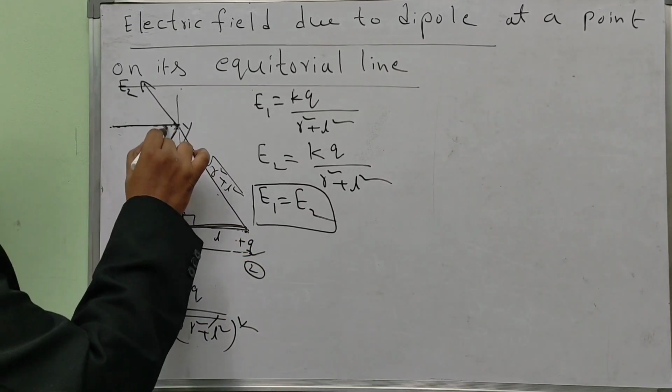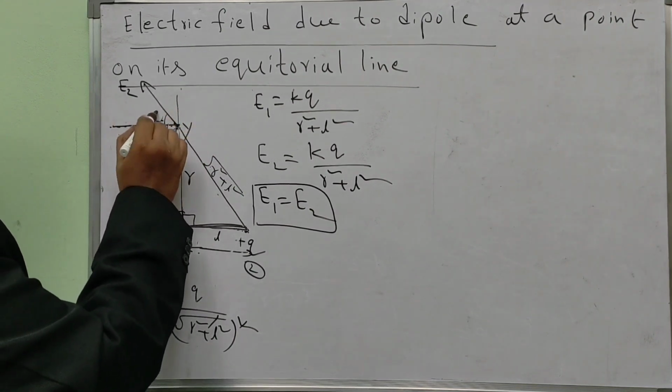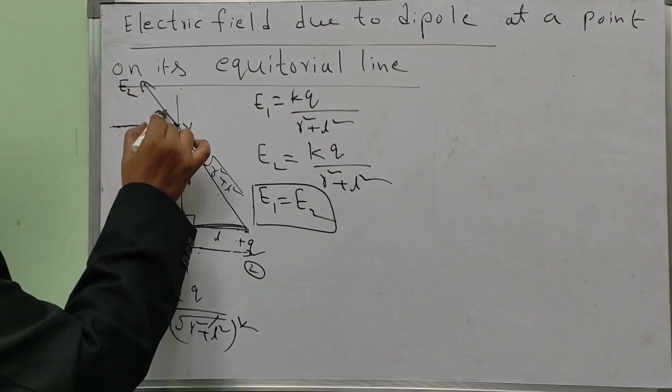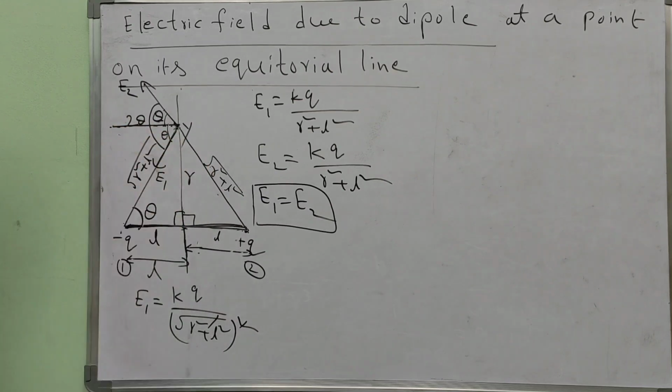If it is theta, this is also theta, then it is also theta. Then what is the angle between the two electric fields? This is E1, this is E2. What is the angle between them? The total angle is 2 theta. That is the angle between the two electric field vectors.